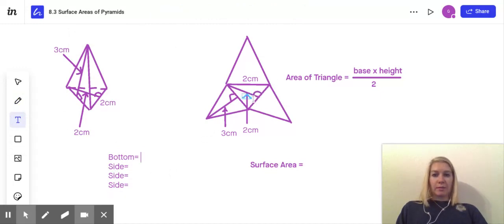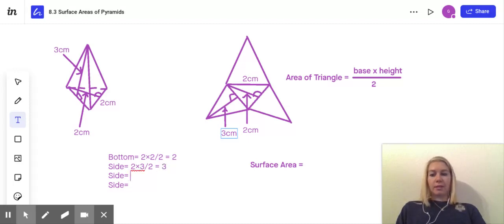So the base is 2 times, and the height of the bottom triangle is 2 as well, and then divided by 2. Well, I know 2 times 2 is 4, and then divide that by 2 is 2. Okay, sides. All three of these sides are exactly the same. My picture isn't exactly to scale, but they are. Okay, so base for these side triangles is 2 times the height is 3 divided by 2. Okay, I know 2 times 3 is 6 divided by 2 is 3.